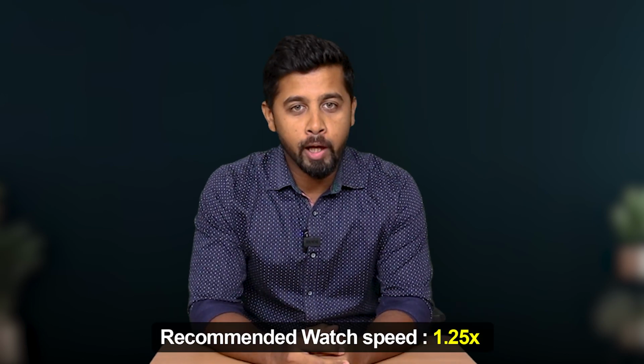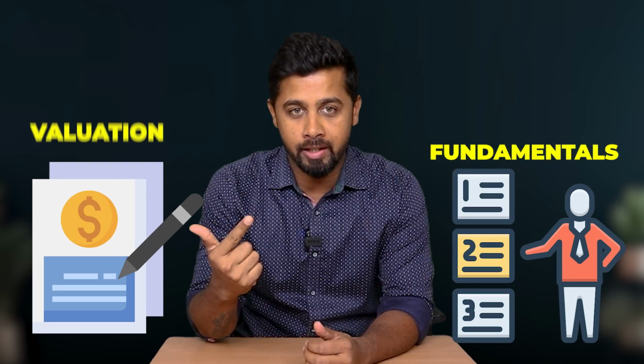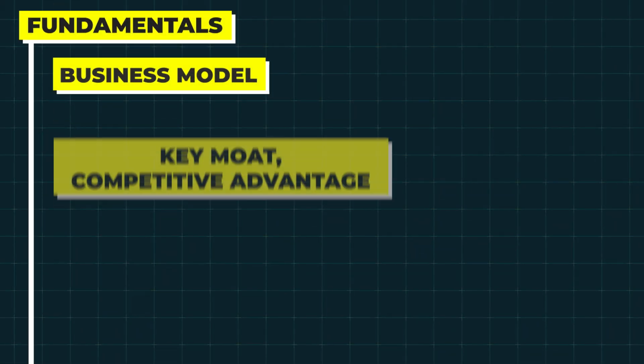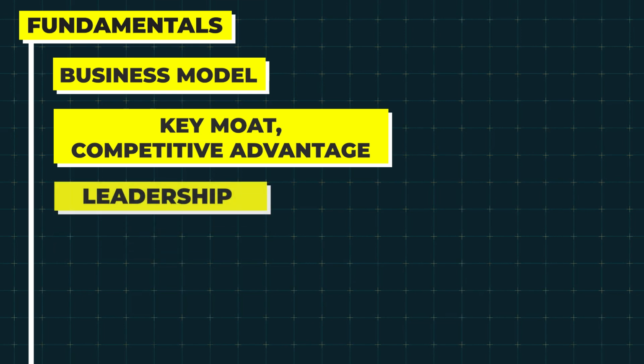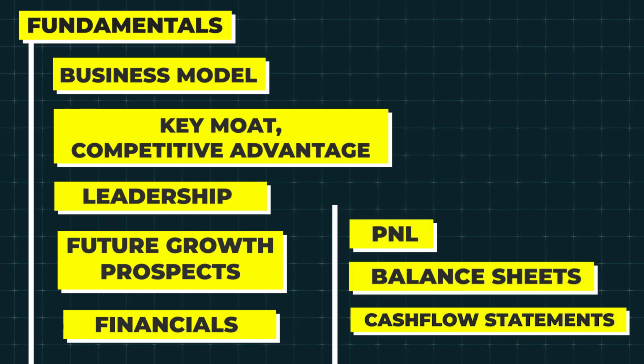Hey everyone, if you're following my channel, you would know that I focus on two key parameters while investing in a company: fundamentals and valuation. For a stock to create massive return, it should be fundamentally strong and available at fair valuation. Now, fundamentals can be checked by looking at the company's business model, key moat, that is competitive advantage, leadership, future growth prospect, and financials that include your understanding of the company's P&L, balance sheet, and cash flow statement.